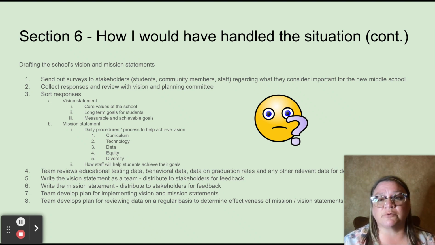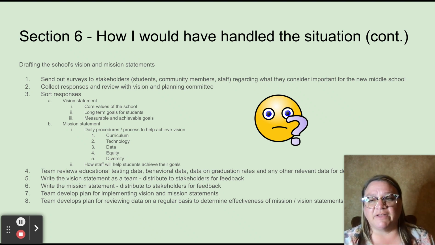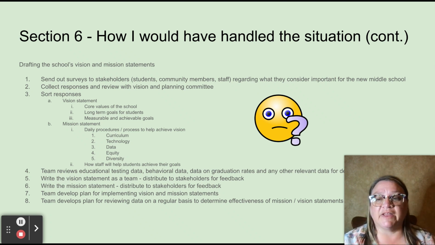Daily procedures and processes to help achieve that vision, things like curriculum, technology, data, equity, diversity, those would all go in the stack for the mission statement. And also in that mission statement stack, there would be how staff is going to help students to achieve those goals.